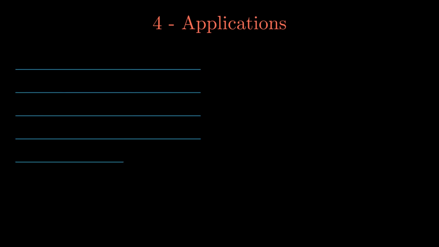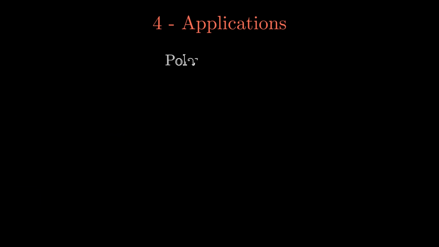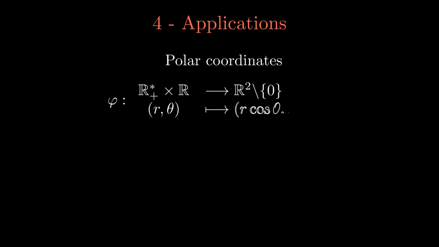Now we'll do some concrete applications of local inversion. Polar coordinates are a coordinate system for denoting a point in the plane where the first coordinate r is the distance from the origin, and the second, theta, is the angle the point makes with the horizontal axis. It can be expressed by the following map. We excluded 0 because of the ambiguity it causes with the angles.